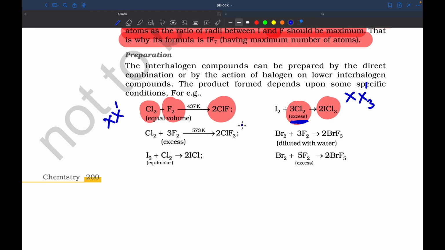Fluorine is taken in excess, you get it. If you take equimolar, what do you get here?